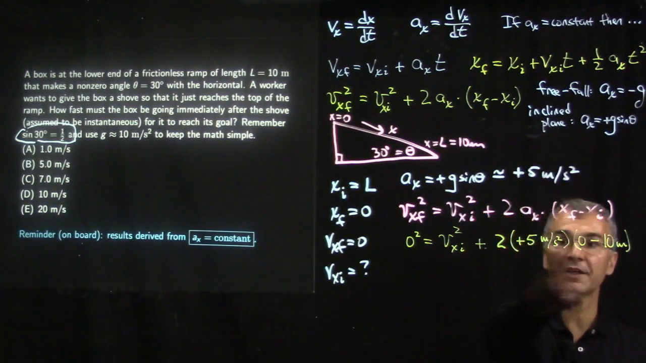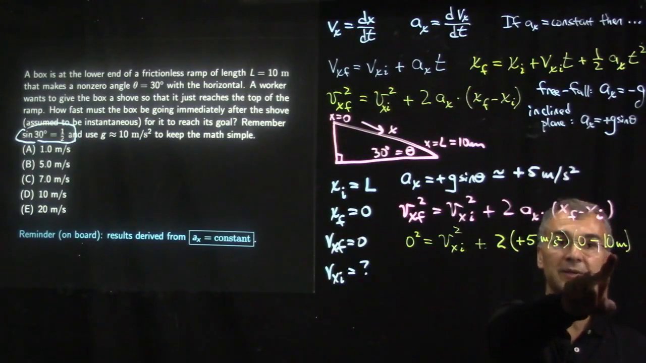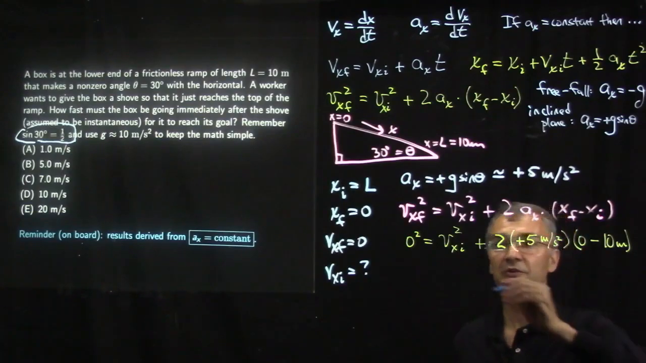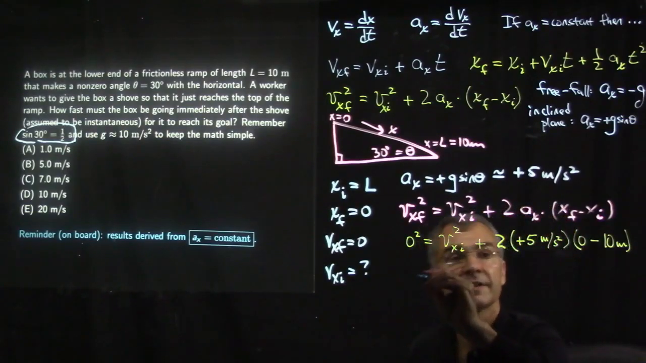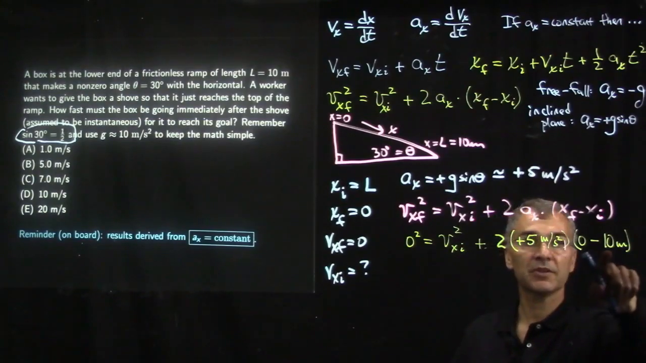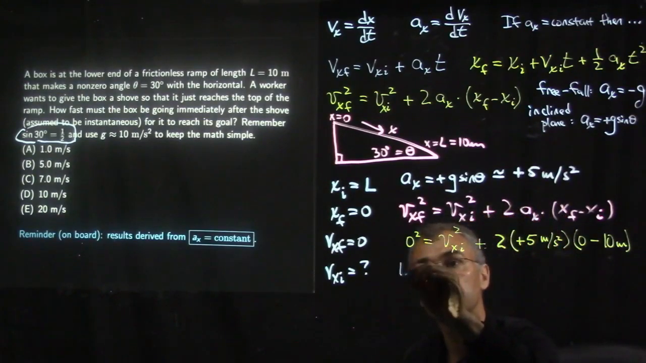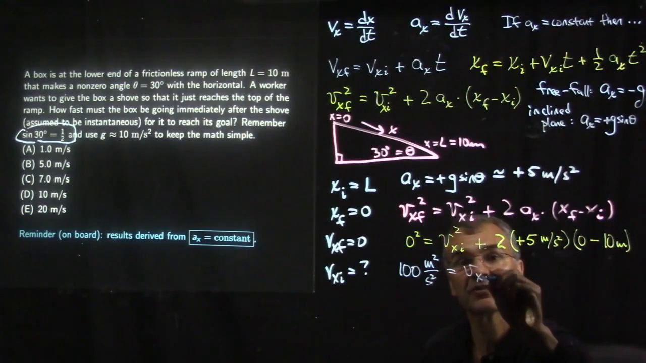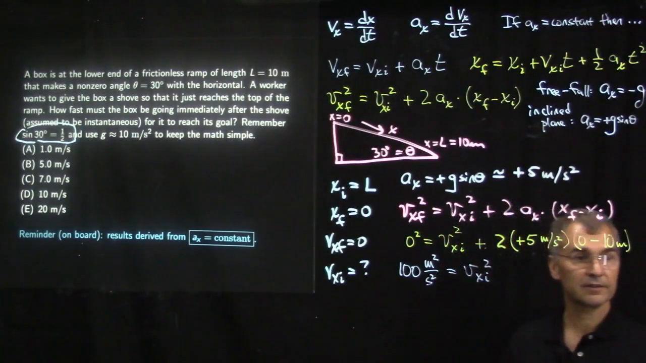Okay, and look, this is very convenient. So the 0 drops out, and we get minus 10. So this is a negative thing, so we can bring it over to the other side. So it seems like we're going to have 2 times 5 is 10, times 10 is 100. 100 meters squared per second squared equals Vx initial squared.